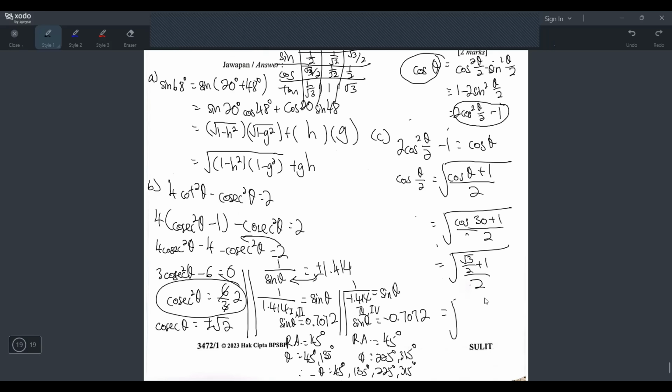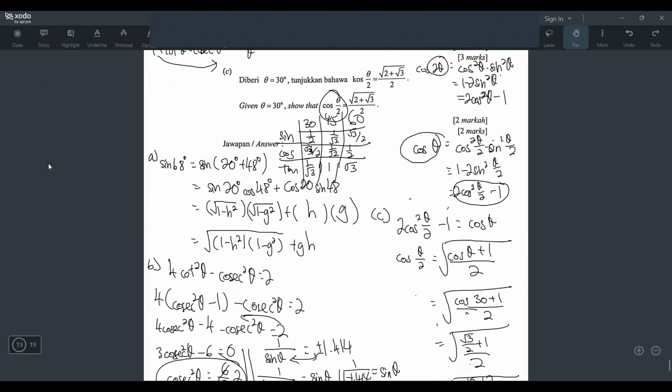We can simplify further. The over 2, leave it. This one we can combine into a single fraction. How to combine into a single fraction? Make everything over 2. So the square root 3, I will write it, and then the 1, I will times 2, so it becomes plus 2 here, right? So now you will end up with a square root. What is this? Square root 3 plus 2 over 2, over 2. So it becomes square root 3 plus 2 over 4, right?